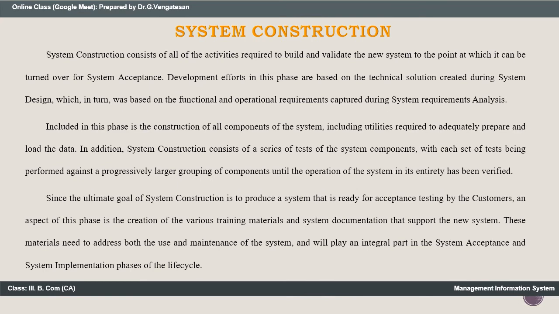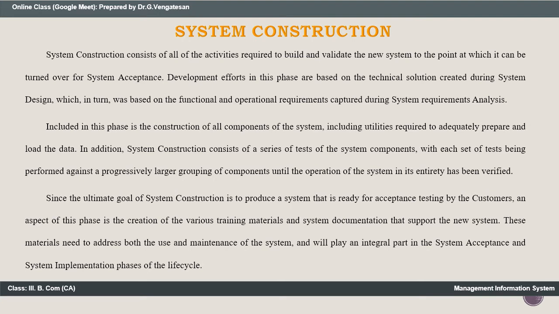And the next one is system construction. System construction consists of all the activities required to build and validate the new system, up to the point at which it can be turned over for system acceptance. Development effort in this phase is based on the technical solution created during system design, which in turn was based on the functional and operational requirements captured during system requirements analysis.